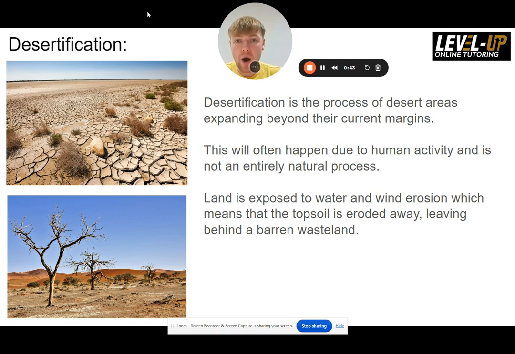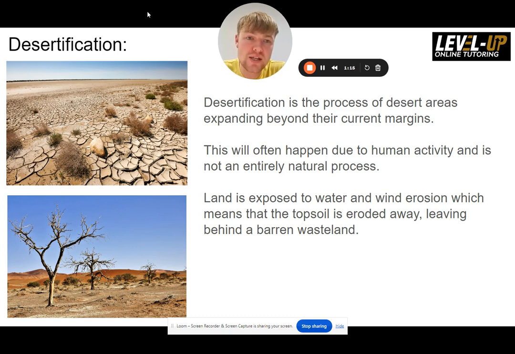So, as we know, our hot deserts are very, very hostile environments. They are receiving less than 250 millimetres of rainfall per year. They have very, very hot temperatures during the day, very, very cold, potentially freezing temperatures at night time. They are areas of high pressure, so they bring with them some very dry, arid conditions. And desertification is a result of those extreme temperatures.